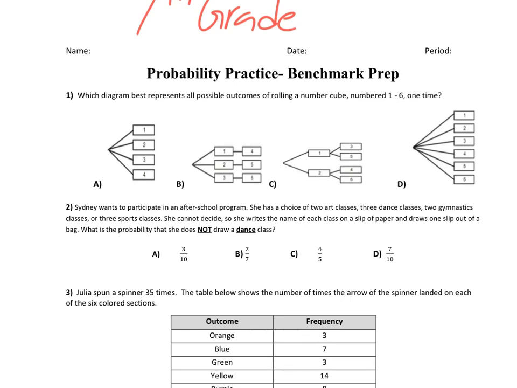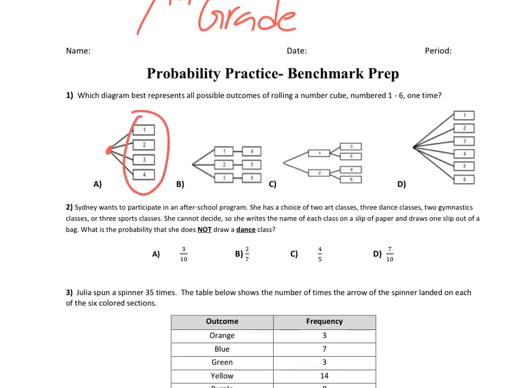Starting with number 1, it says, which diagram best represents all possible outcomes of rolling a number cube numbered 1 through 6 one time? So it's just talking about a die. So if we're talking about rolling it one time and we have 6 options, we've got to figure out which one of these has a single roll with a total of 6 options.